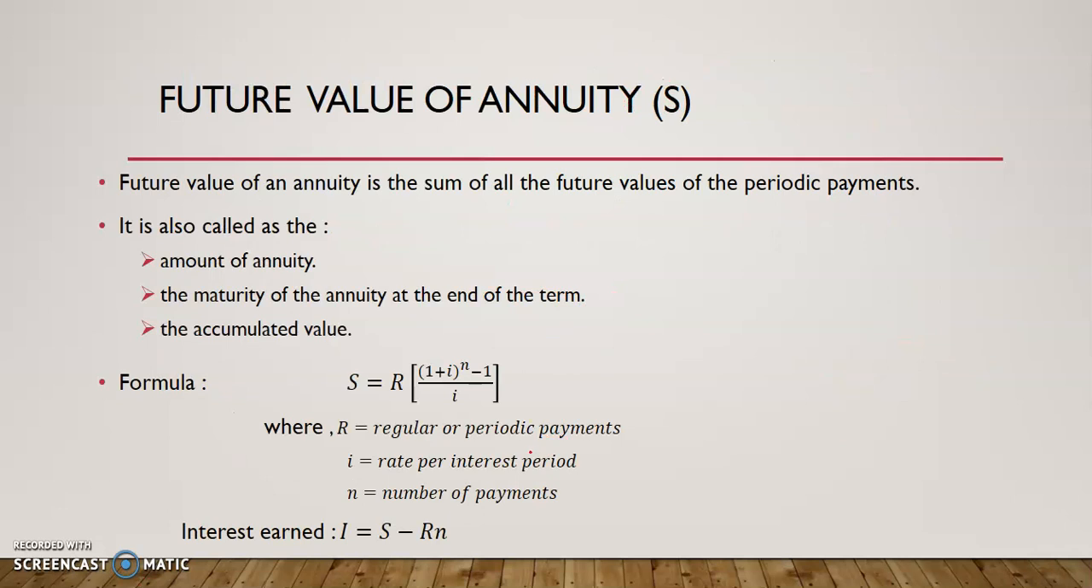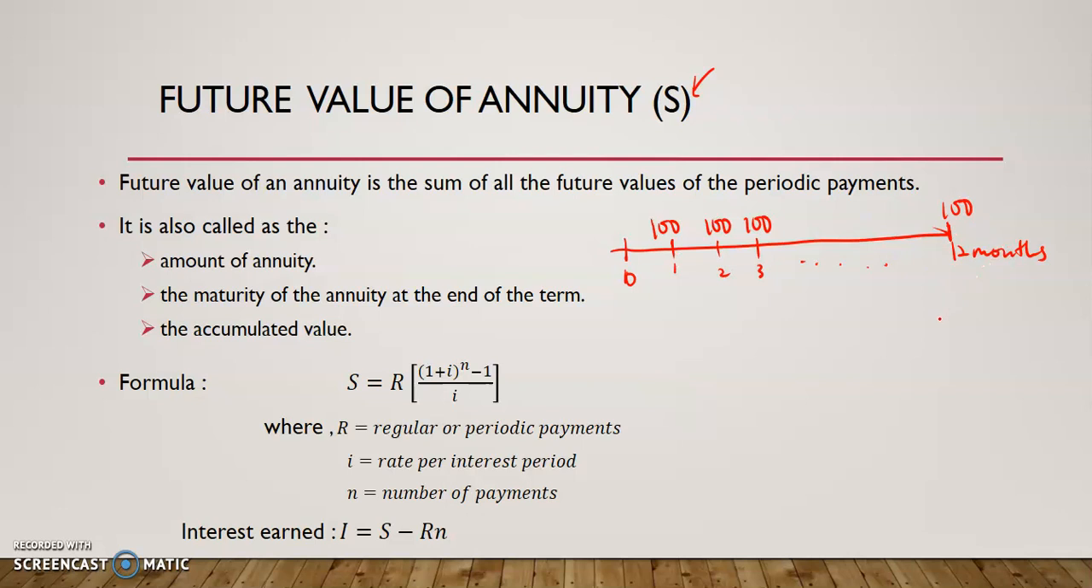Next concept is the concept of future value of annuity. For future value of annuity, we use this notation, capital letter S. So future value of annuity is the sum of all future values of the periodic payments. Because annuity is an application of compound interest, in calculating the future value of annuity, we will use the compound interest concept. For example, now you have RM100 and you invest this RM100 every month for 12 months.